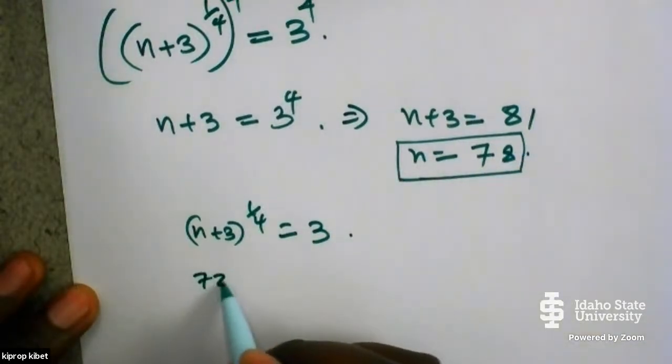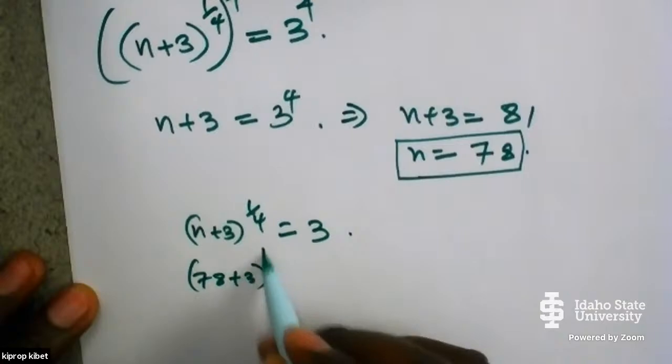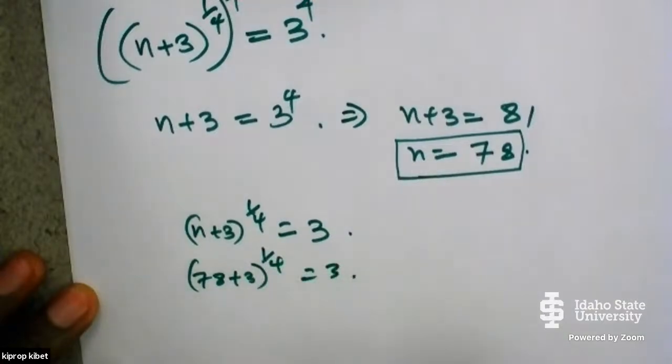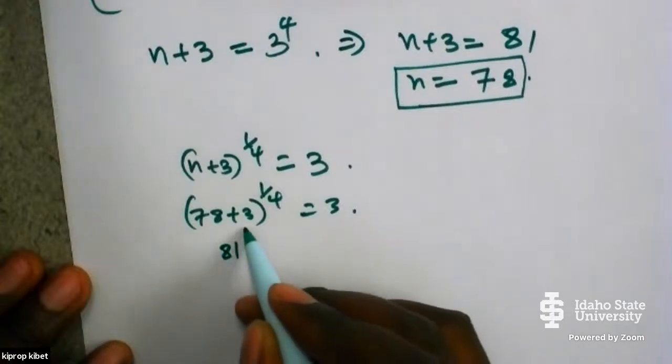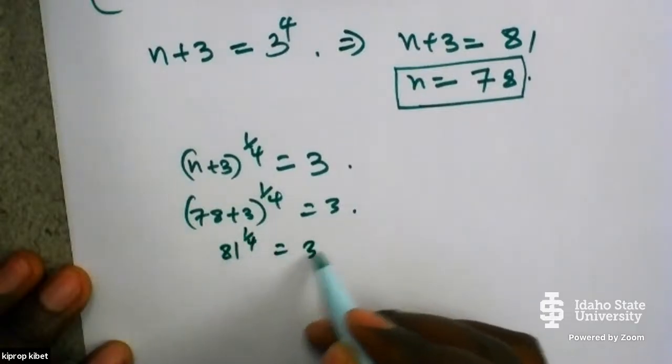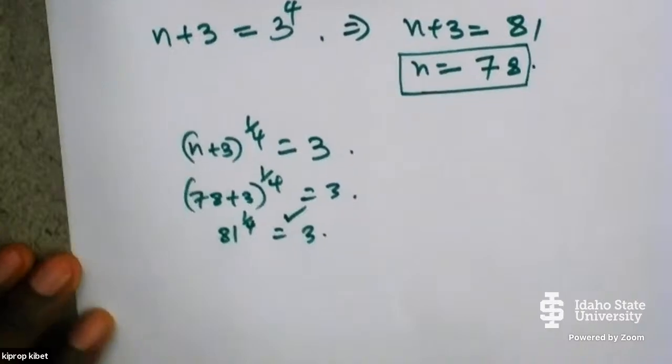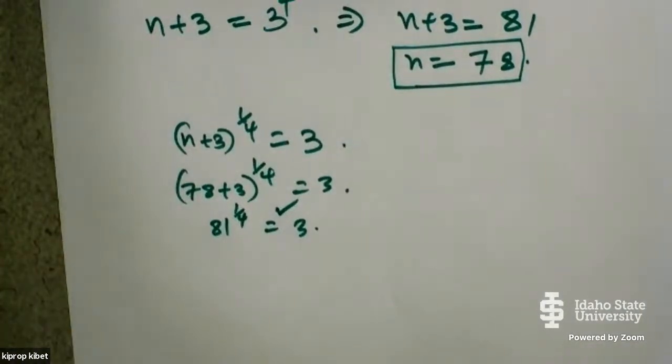So n is 78, so 78 plus 3 raised to 1 over 4. Is it equal to 3? Yes, because this one is 81 raised to 1 over 4, which equals 3. So it is the same.